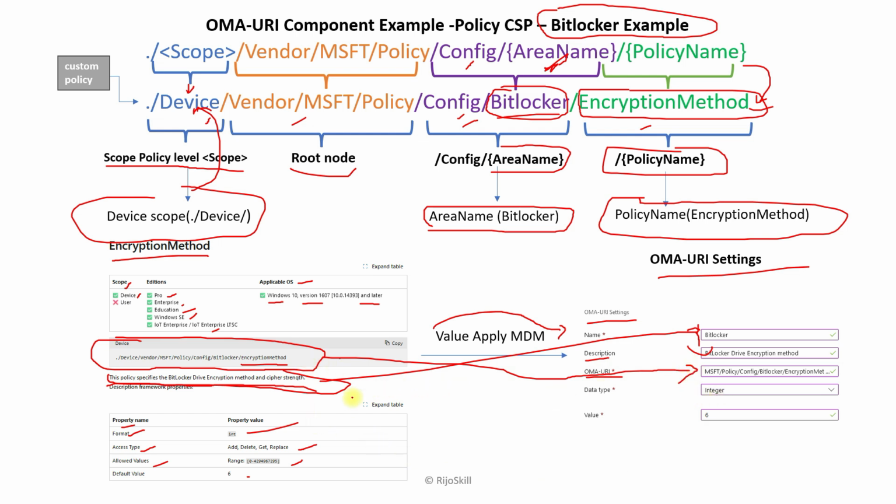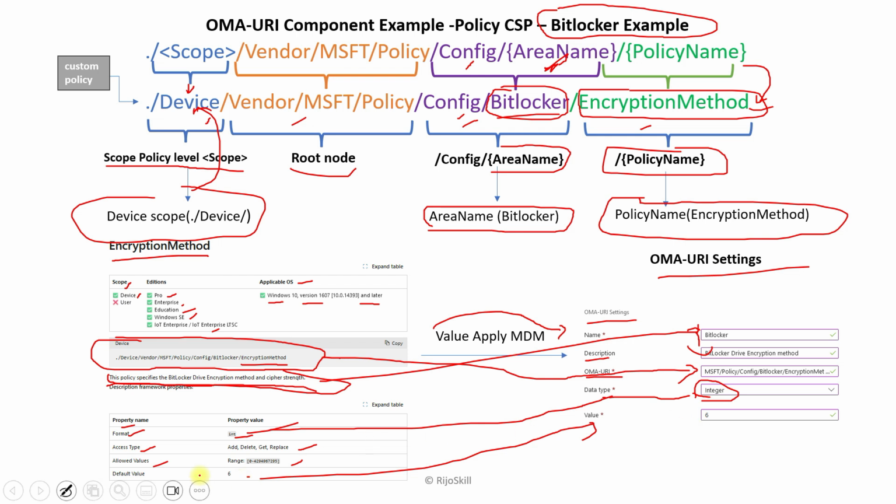And for the data type, you can see the data type format is int. So we will select the integer data type, and for the default value you can give 1 or 0, but the allowed values range from 0 to 1, okay. So now you understand the custom policy, its structure, and how we can add a custom policy in our Microsoft Intune portal.